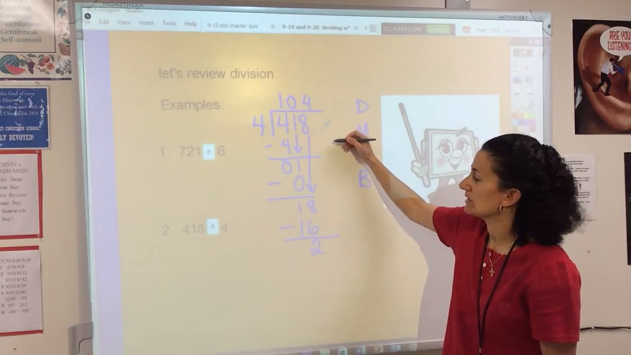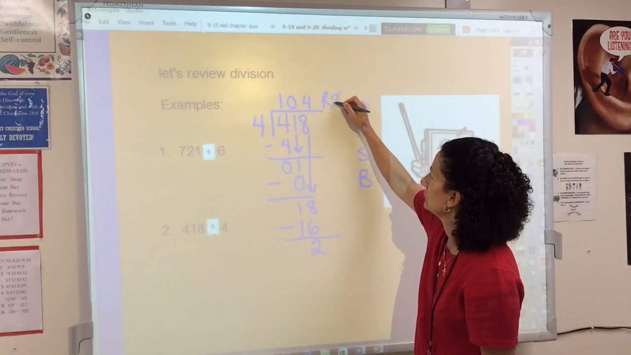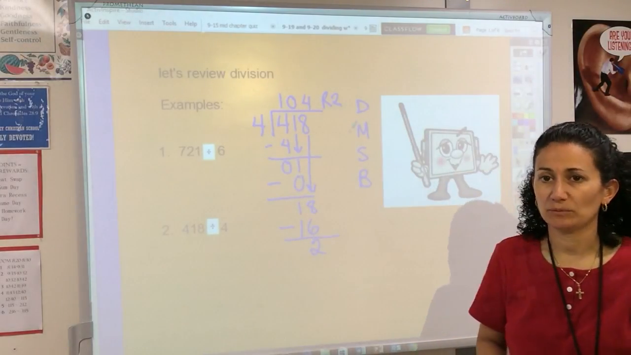I have no other numbers. So I'm going to go ahead and pop 2 up as my remainder. I have 2 left over. Remainder 2. Make sure you wrote down those 2 examples.